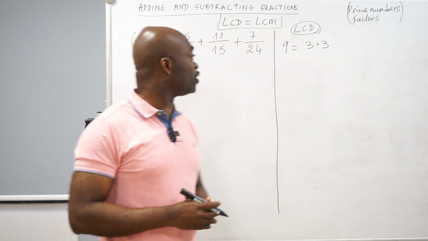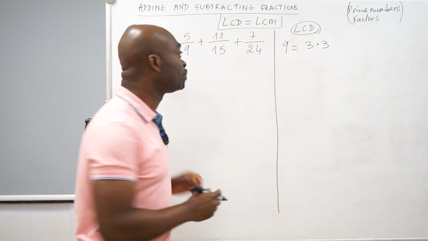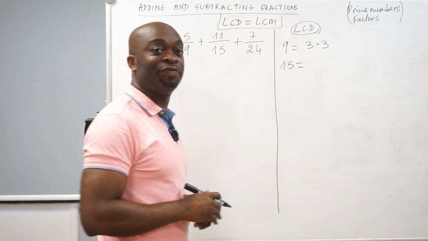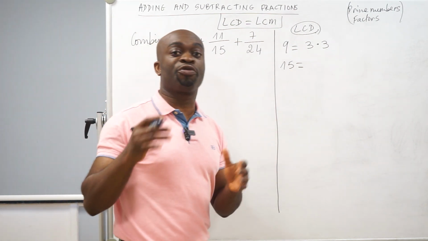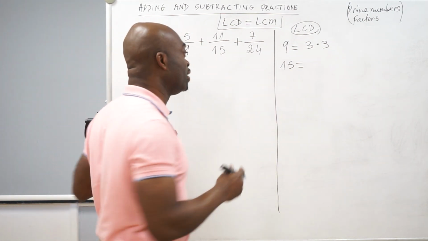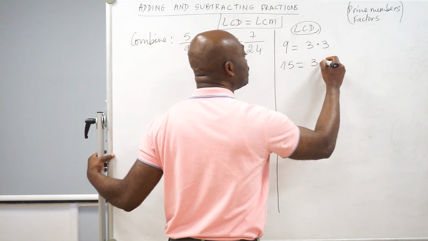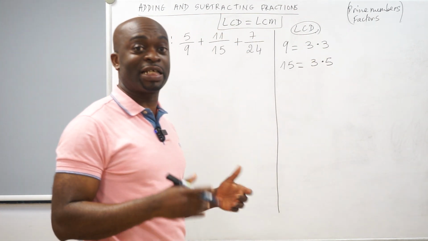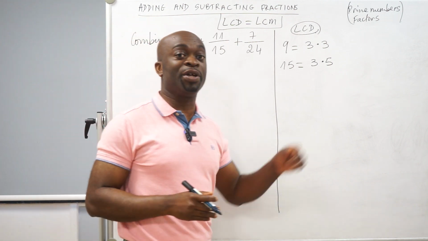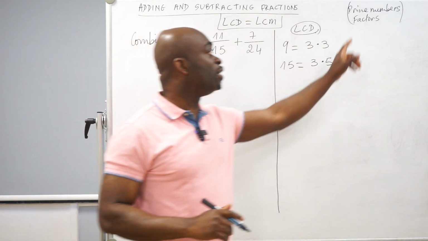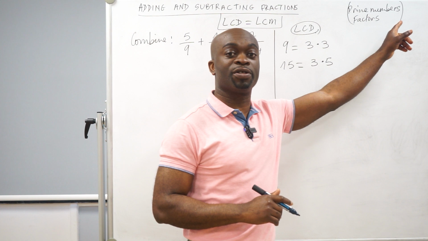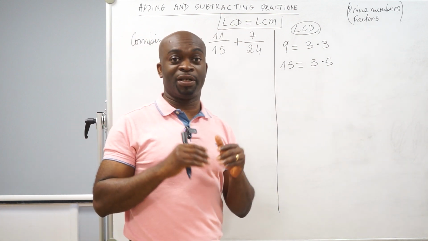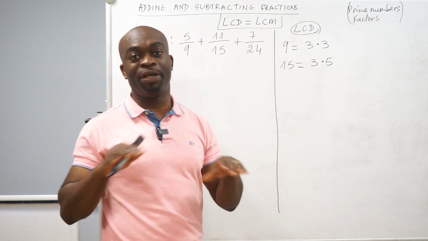Now the next thing that we've got to do is 15. How can we break down 15? 15 can be 3 by 5, all right? So 3 by 5, which is 15 times 1 also, if you want to, that's okay. Because you cannot go further than that. Remember, we're trying to find prime numbers, okay? Numbers that can divide by themselves and by 1 only, period.